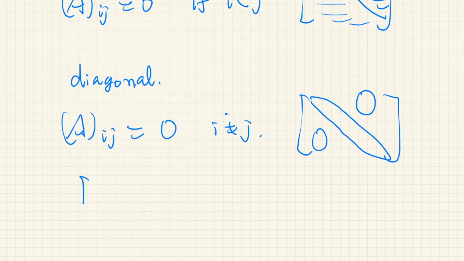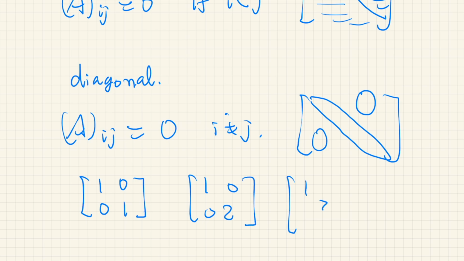For example, the identity matrix is a diagonal matrix, as is this one, or this one, and so on. You can also say that a diagonal matrix is both upper triangular and lower triangular at the same time.